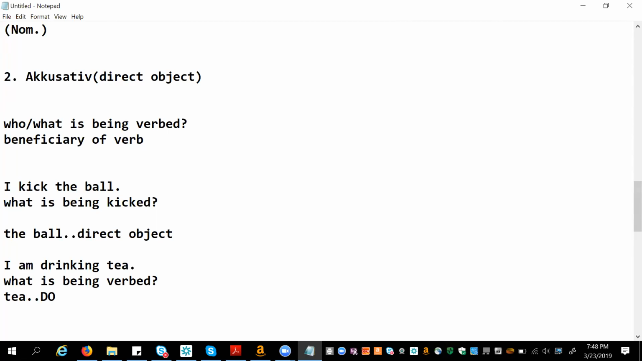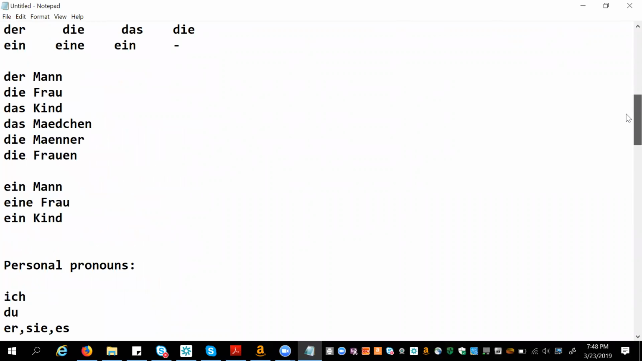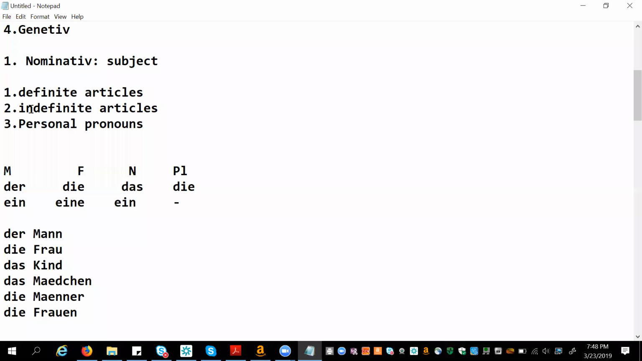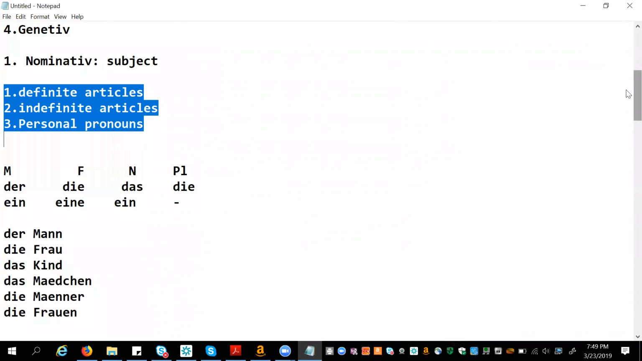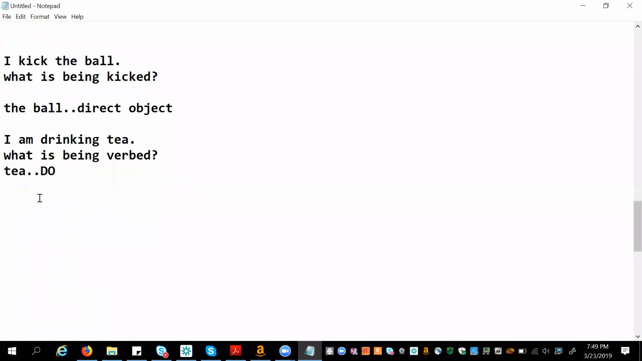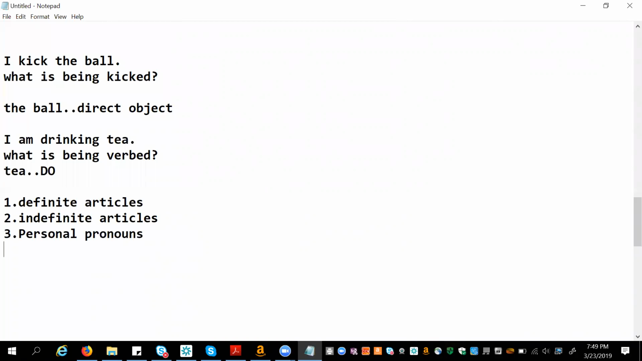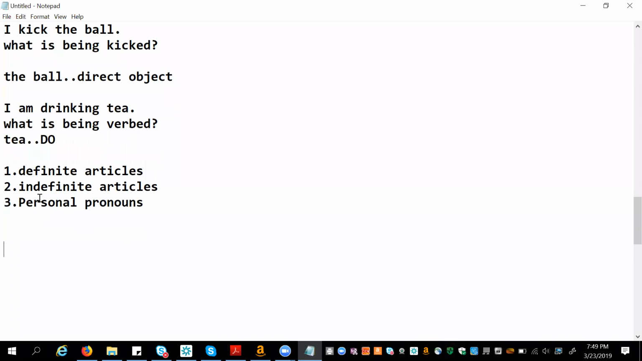Now for the direct object, we have some rules. As I told you, these three things we have to learn in every structure: definite articles, indefinite articles, and the personal pronouns. Now in the direct object, there is a change. We'll talk about the definite article first: masculine, feminine, neutrum, and plural. The masculine der changes to den. This is something that you need to remember.